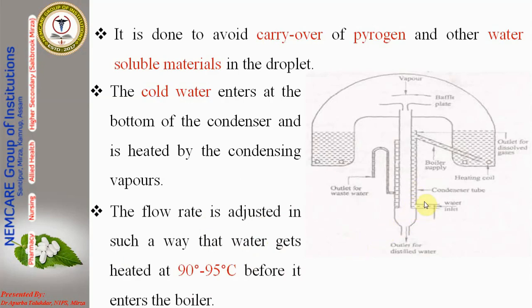So while the water is allowed to pass through this condenser, the vapor comes out from the boiler and condenses here, and the water also will get heated up here, almost to 90 to 95 degrees Celsius. We are going to fix the water inlet rate in such a way that the water will get heated up and reach the boiler.